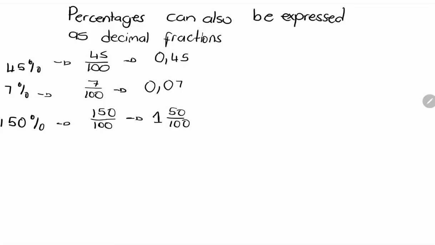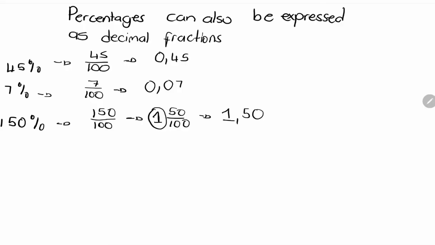1 and 50 100ths, or 1 and 50 over 100, converted into a decimal fraction: you take your whole number first. So instead of starting with 0, you're going to start with 1, which is your whole number, point, 50. 1.50.